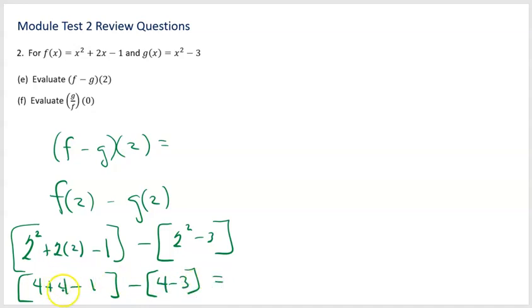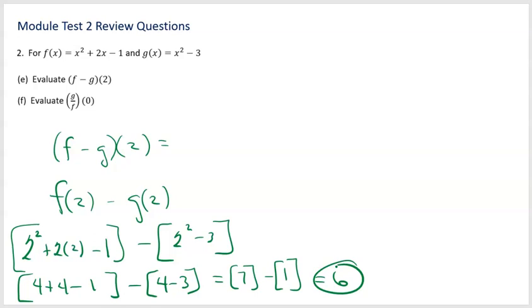If I keep going, 4 plus 4 is 8. 8 minus 1 is 7. And then 4 minus 3 is 1. And then finally, I can do 7 minus 1 is 6. So that's how you evaluate f minus g of 2. Just calculate f of 2, calculate g of 2, and subtract the two numbers.